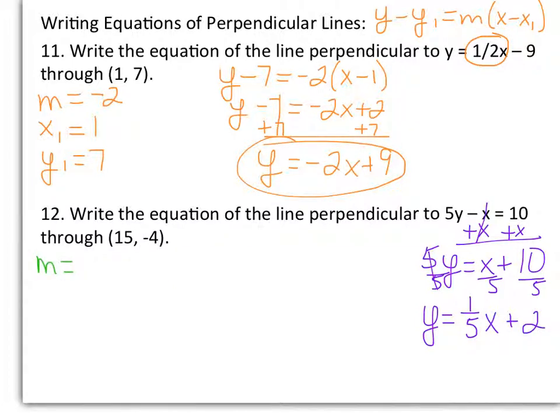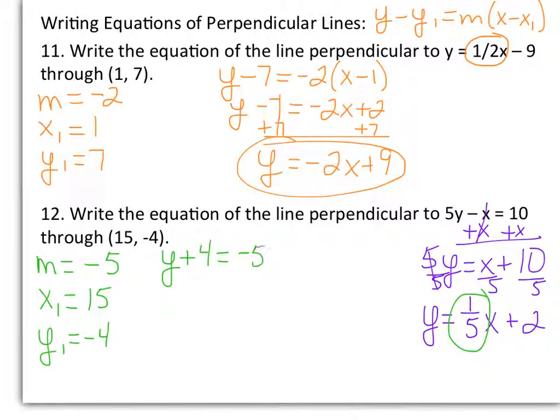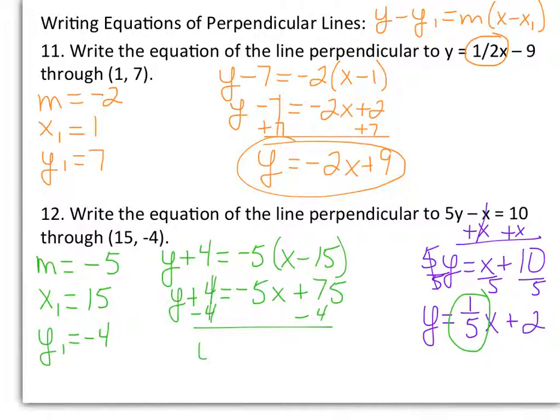So if I want to write the equation of the line that's perpendicular, if my slope here is 1/5, I need to change the sign. So I will have a negative and then flip it. So take the reciprocal to get negative 5. x1 is 15, y1 is negative 4. So using point slope form, this becomes y plus 4 equals negative 5 times x minus 15. And then simplify and solve for y. So our final answer is y equals negative 5x plus 71. Good thing we are not graphing these.